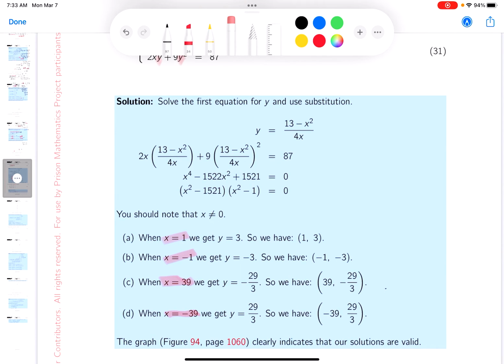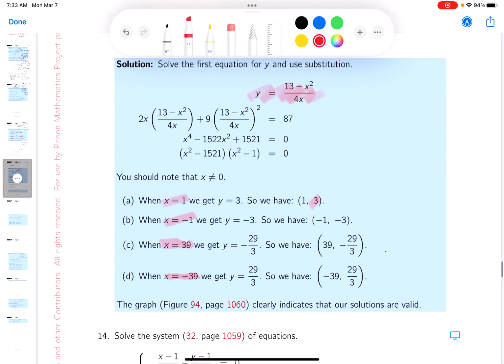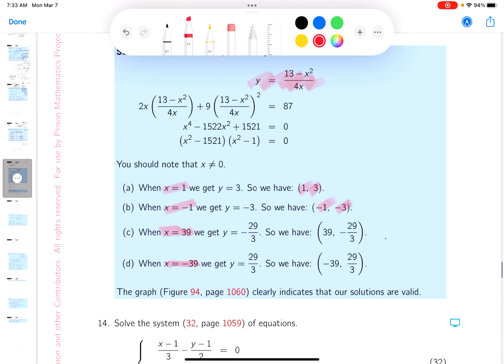To get the y, all you have to do is plug it in here. If you plug in the 1, 13 minus 1 is 12. 12 divided by 4 is 3. If you did the other one, you're going to get minus 3. Relatively simple, by the way. The other one's more complicated, and there's no doubt about it. I don't mind using calculators. I really don't. The bottom line is you should be able to verify these numbers over here.